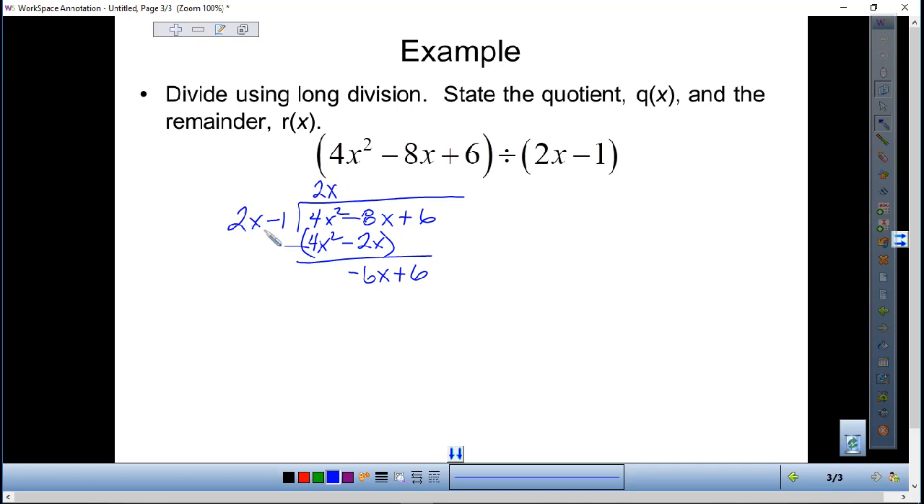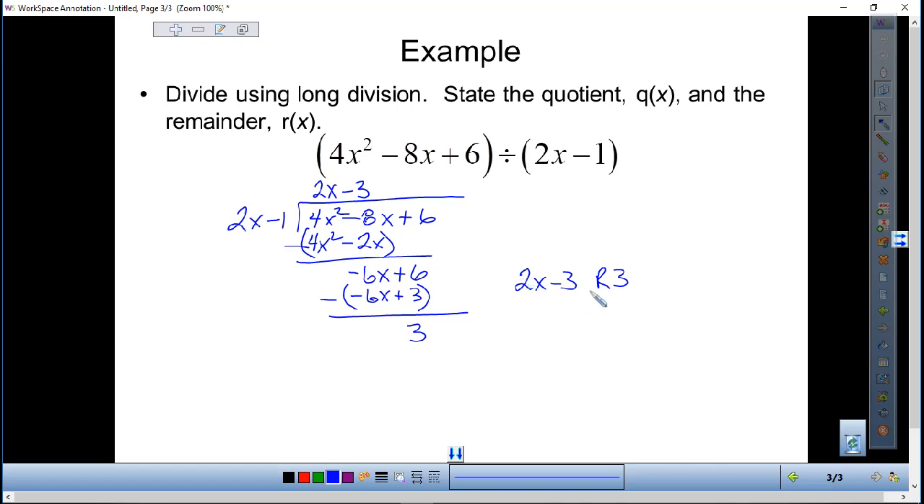What do I multiply times 2x to get negative 6x? Negative 3 times 2x gives me negative 6x. Negative 3 times negative 1 gives me plus 3. Parentheses and subtract. So negative 6x minus a negative 6x cancels out. 6 minus 3 gives me 3. So I have a remainder on this one. And you could write it as 2x minus 3 and put R3.